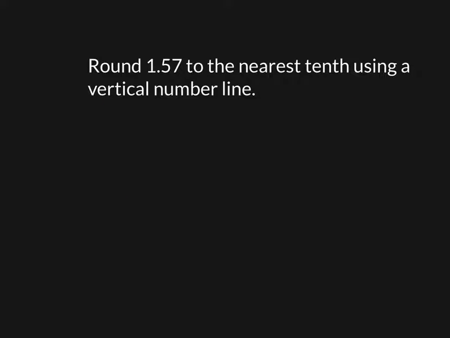Okay, last but not least, we're going to do some rounding. We're going to round 1 and 57 hundredths to the nearest tenth using a vertical number line. Once again, I'd like you to pause the video now and use your scratch paper, draw a vertical number line. If you need to use the place value chart to help you out, do that. There's no shame in using a tool. And then when you're ready, you can start the video again and see how I did it, see if you agree with me.